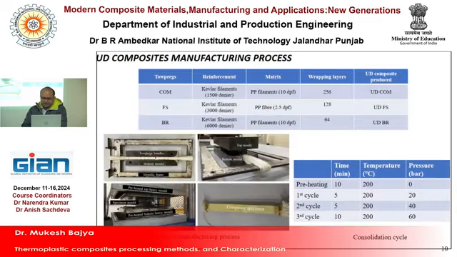From the compression molding, in the case of compression molding, again you need to set the temperature, pressures, and processing cycle. That is very important because, as I told, the processing cycle depends on the type of materials you are processing. Suppose you are processing nylon, in that case the processing cycle varies. In the case of PEEK, polyether ether ketone, then the processing cycle is different. So as per the requirement, we need to optimize the process parameters.